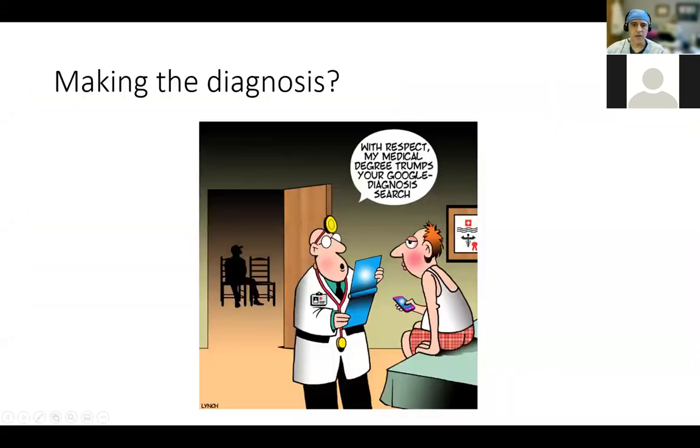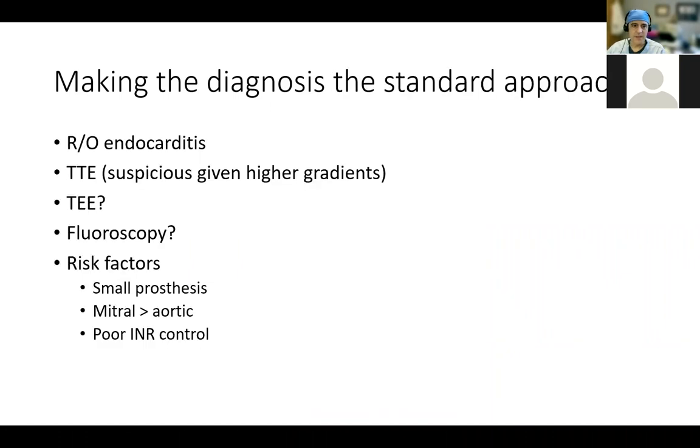So how do we make the diagnosis? While there may be suspicion here that one of the leaflets is not working perfectly or there's an issue, there are obviously concerns on how you make the diagnosis, because the treatment would be really important in how you proceed. So making the diagnosis, the standard approach tends to be ruling out endocarditis, which was done, and a transthoracic study, which was done, obviously suggesting higher gradients. Do you do a TEE? Do you go to fluoroscopy?